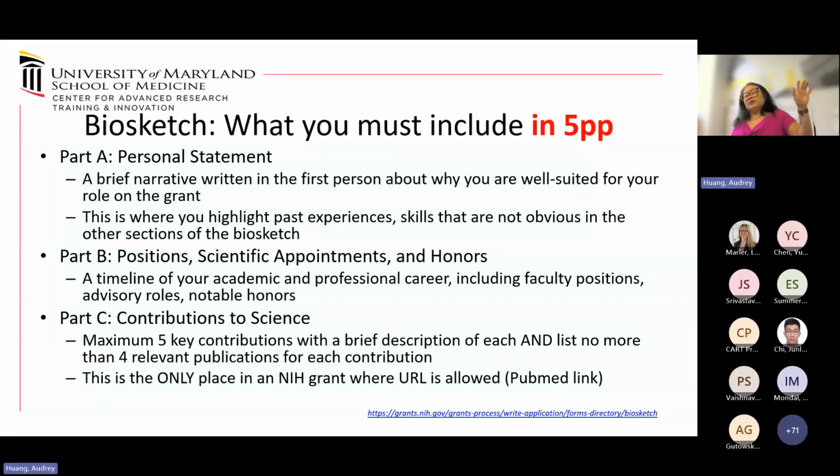This is the only part of the NIH grant where a URL, a hyperlink, is allowed. You are allowed to put in your PubMed link at the end of your contributions to science, to link to whatever search term you use, whether it's first name, last name, some combination of your initials, that gives the person who clicks on it the results of your PubMed search.